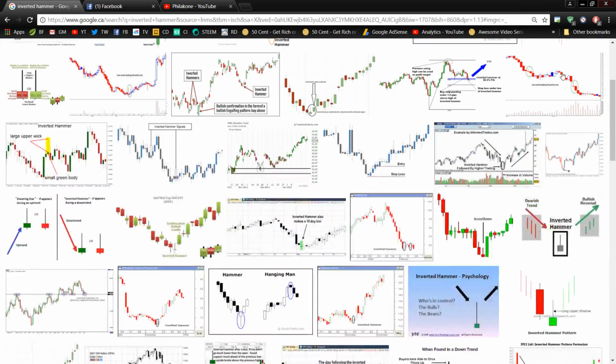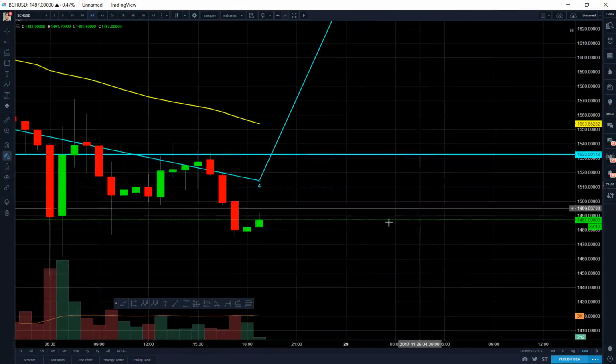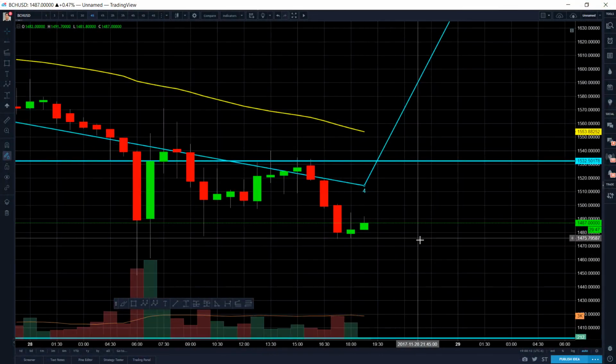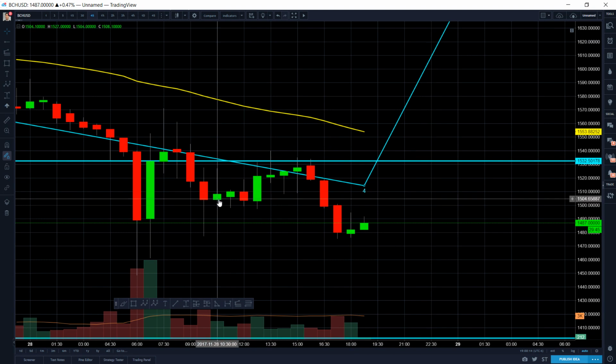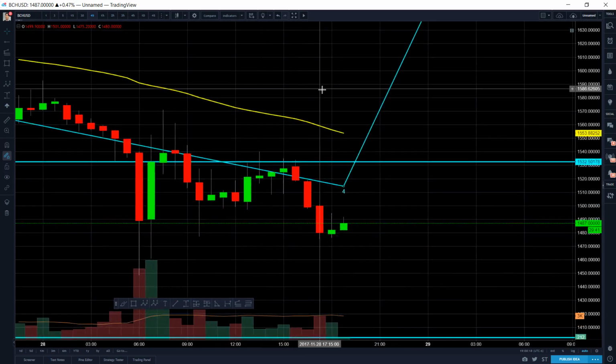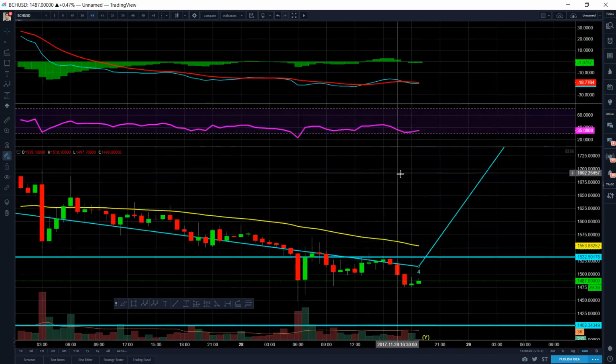And what do you guys see right there on this chart? This is on the 45-minute chart. That's an inverted hammer, right? Look at an inverted hammer right there, guys. Okay? So depending on where they are, I mean, look, guys.